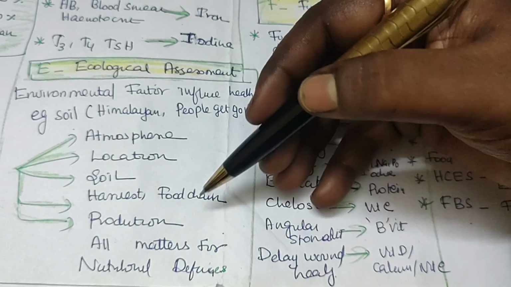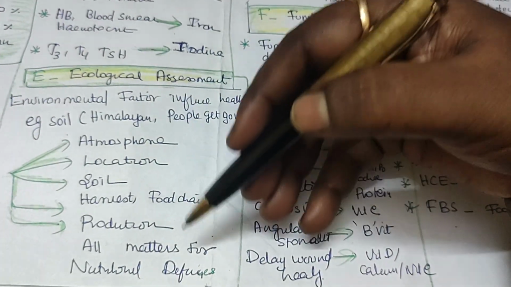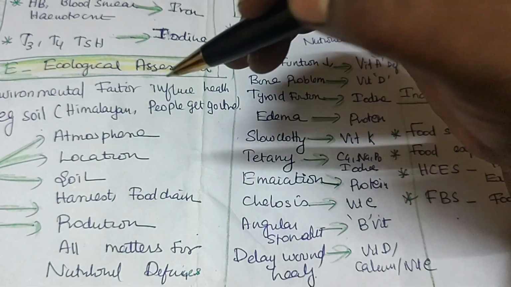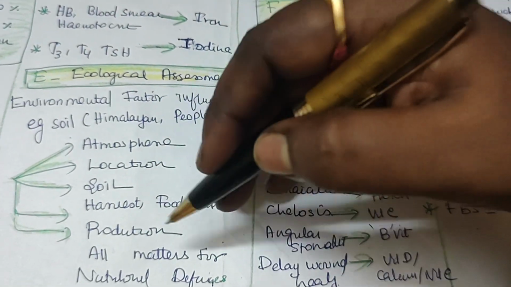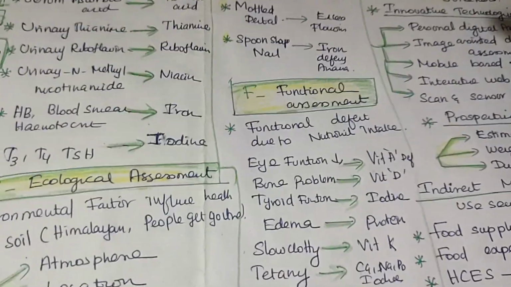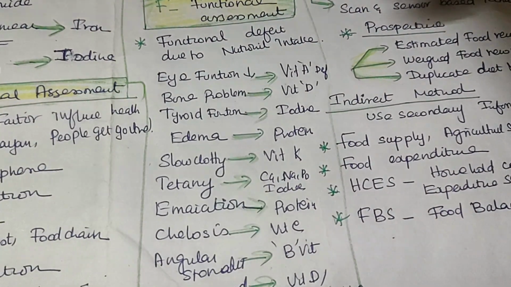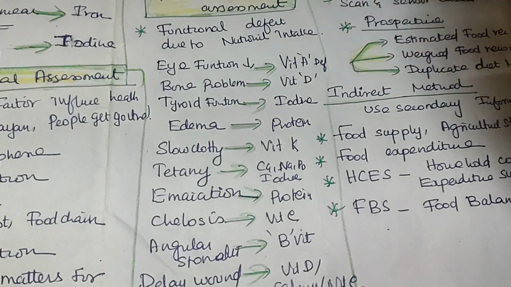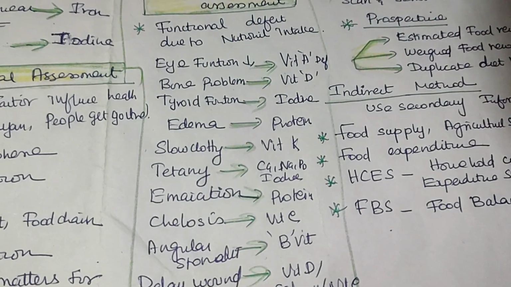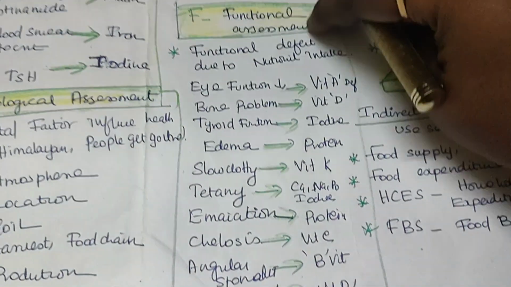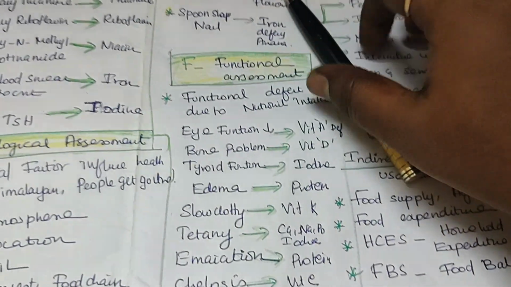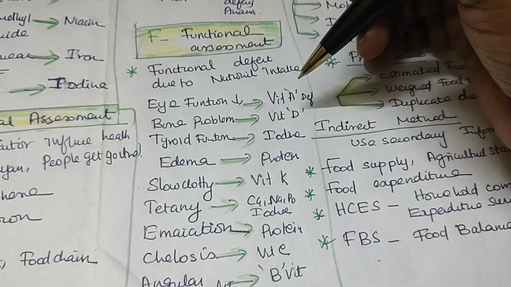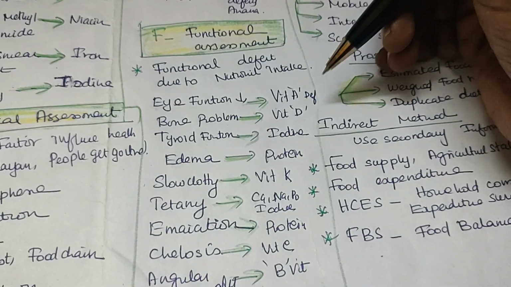So all this history collection will be helpful for your assessment. All matters of the nutritional deficiency, what they are going to get, you can collect in the history. Functional assessment: as you know very well, functional deficit is mainly due to nutrition, 99% is functional deficiency due to nutritional intake. Either the nutritional intake is less, or there is a problem in nutritional absorption, a secondary illness. But if you see the eye function is reducing, surely there is a vitamin A deficiency.